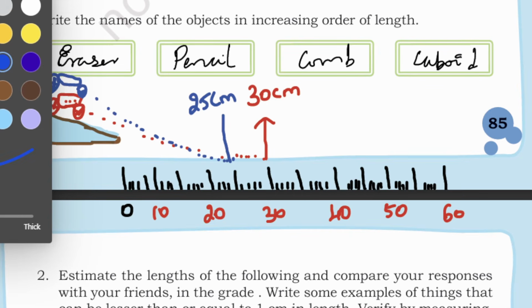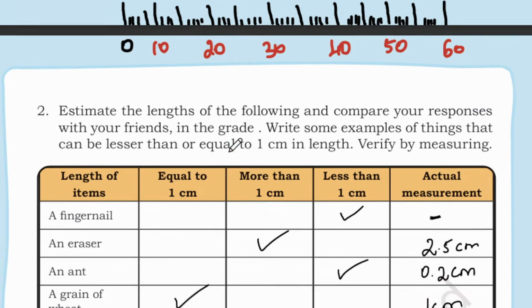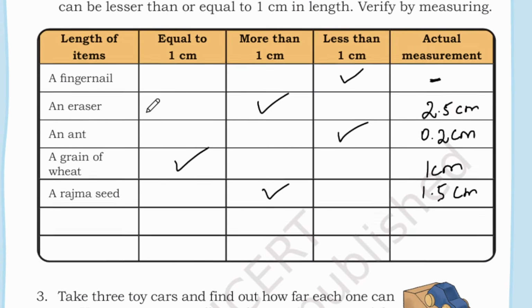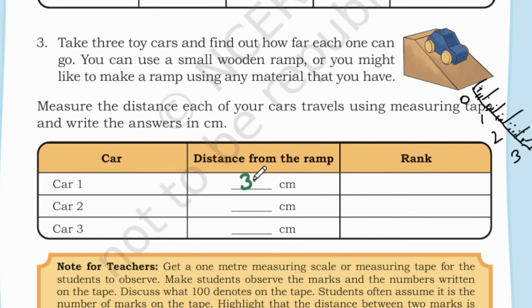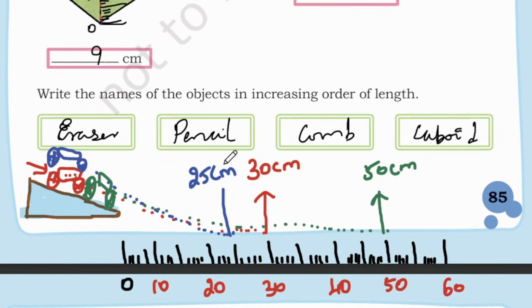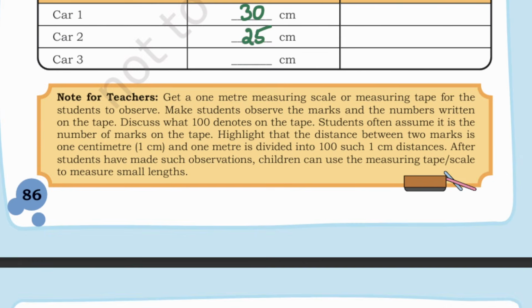Okay, now I have a green car, again starting from the same place. It is going again very fast and ending at 50 centimeters. Okay, so we have red, blue and green car. So first, car 1 is the red car. It is 30 centimeters. Second car is blue, 25 centimeter. Third car is green, 50 centimeter.